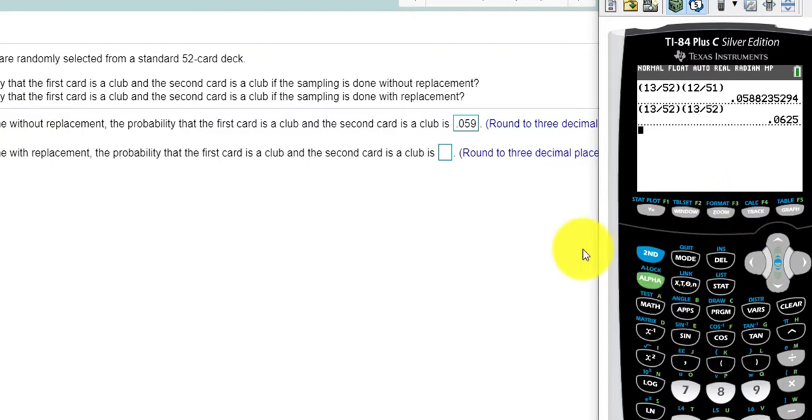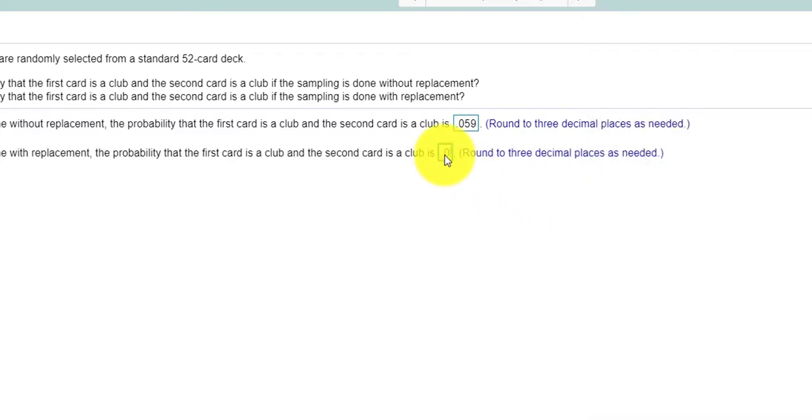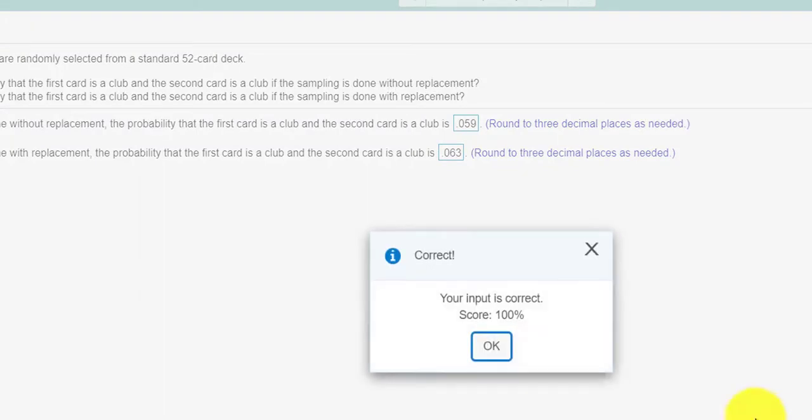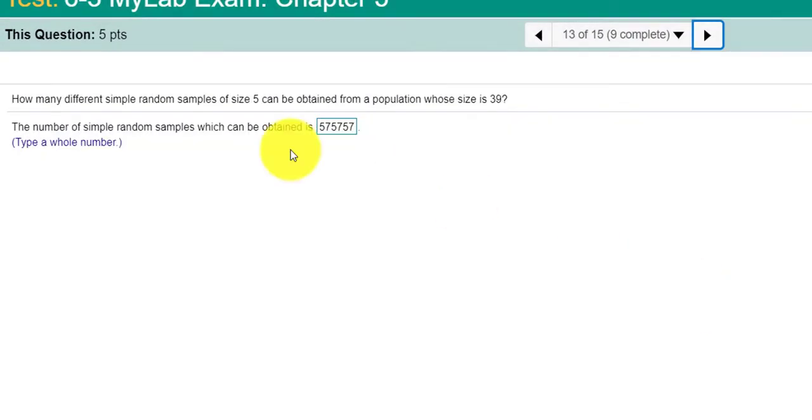And this is 0.0625, so we'll call it 0.063. Check answer. Boom, 100%. Next question.